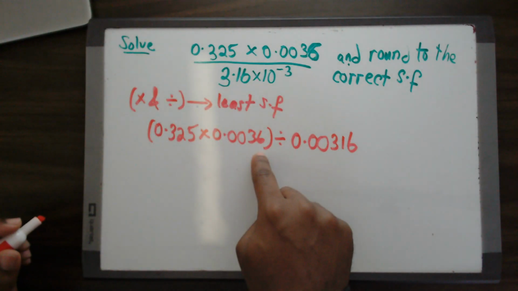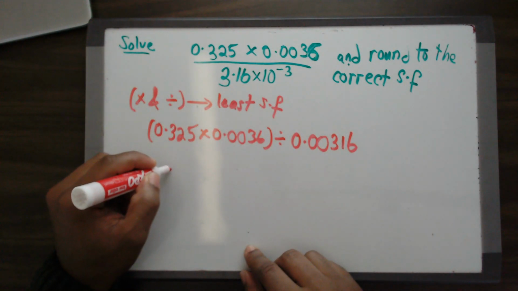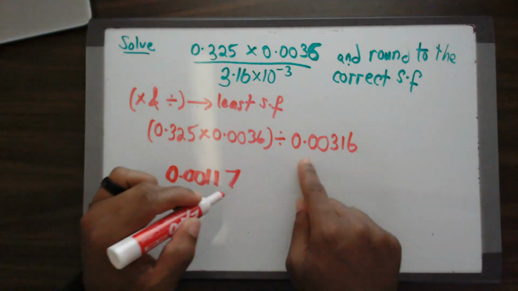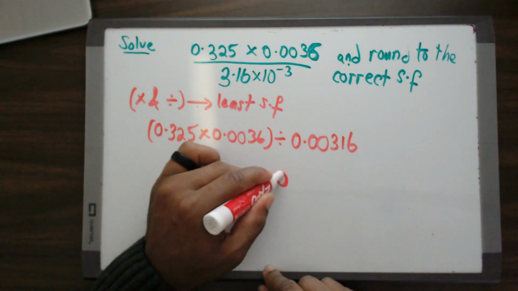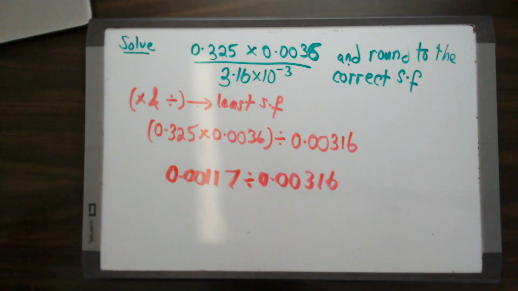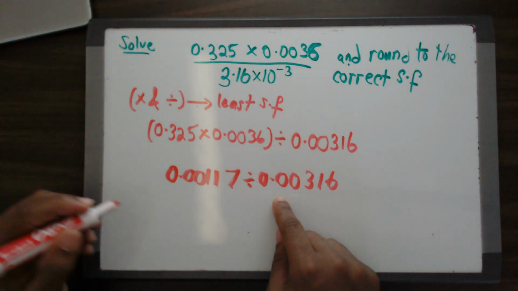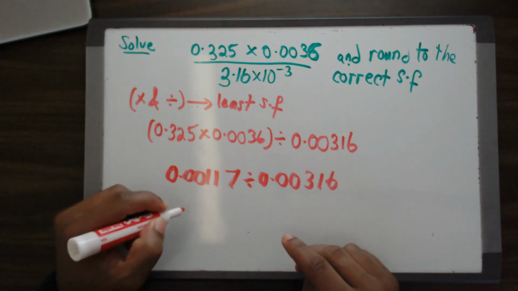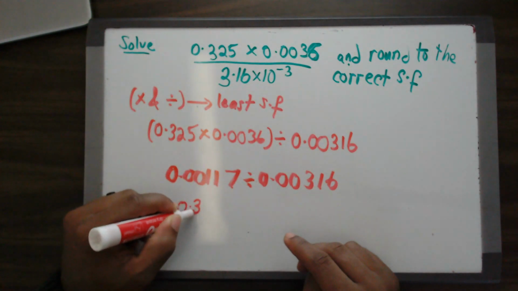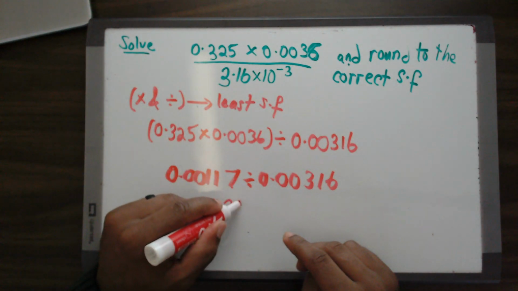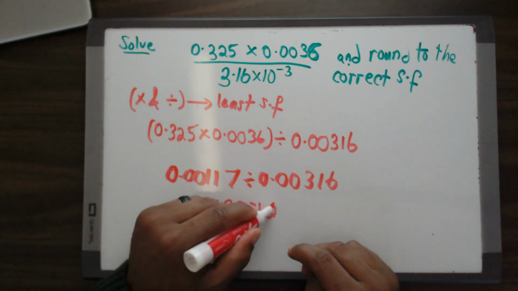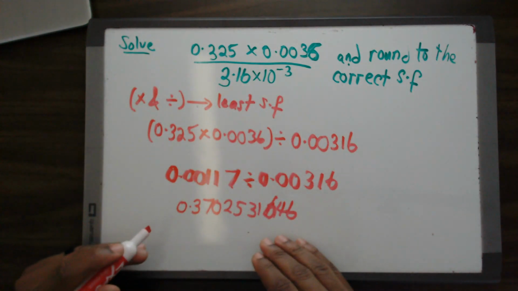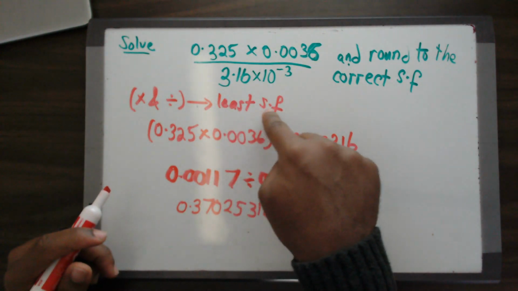For the multiplication part, it gives us the value 0.00117, and this is divided by 0.00316. When you divide these two numbers together, keeping all the numbers given in your calculator, you're going to arrive at 0.37025316, and so on.